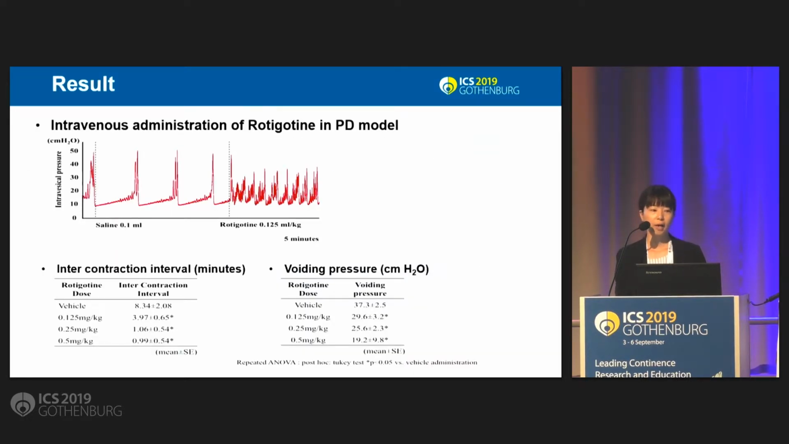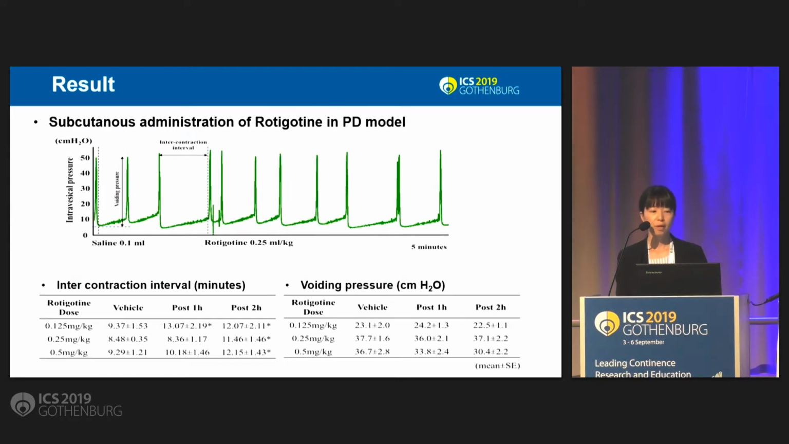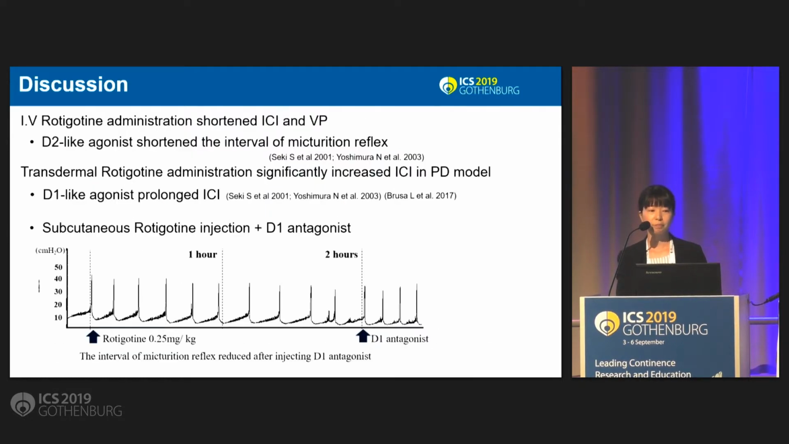As a result, with intravenous administration of rotigotine in the PD model, we found that intercontraction intervals and voiding pressure significantly decreased in those groups compared to vehicle injection. However, with subcutaneous administration of rotigotine in PD models, intercontraction intervals significantly increased in those groups compared to vehicle injection.